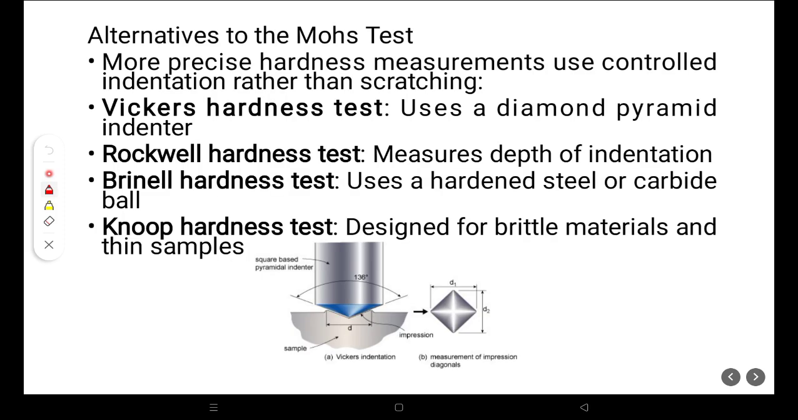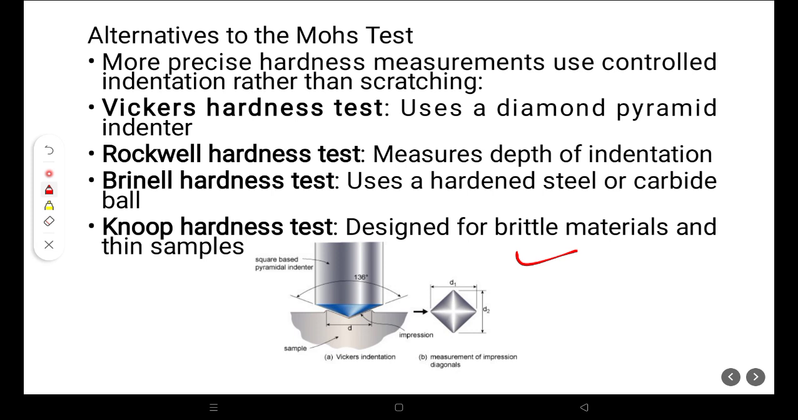So what are the alternatives? More precise hardness measurements use controlled indentation rather than scratching. So without scratching, there are several methods like the Vickers hardness test, Rockwell hardness test, Brinell hardness test, and Knoop hardness test. Here I have provided one figure that represents the Vickers hardness test.